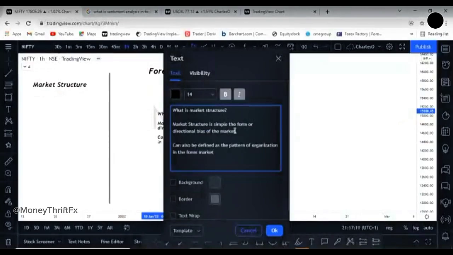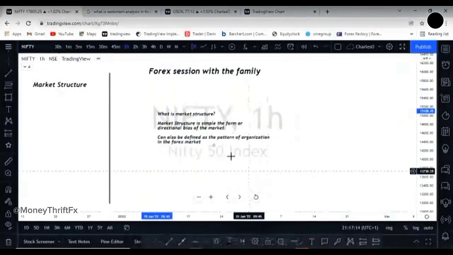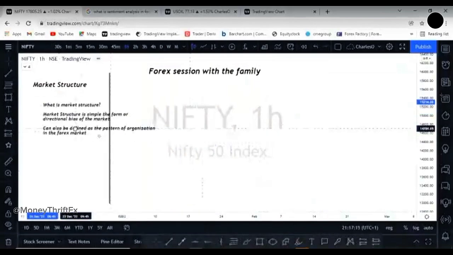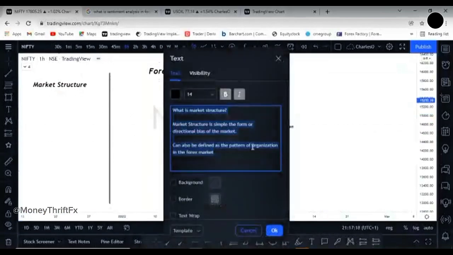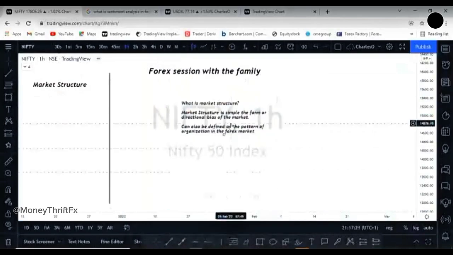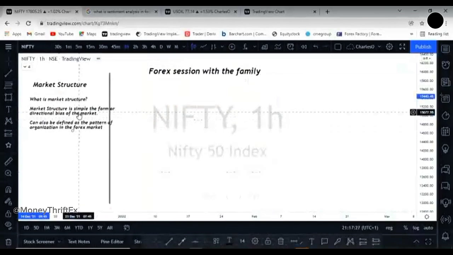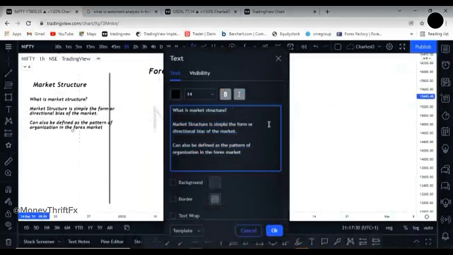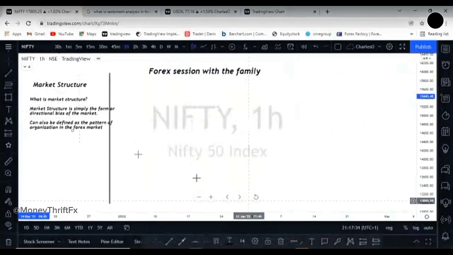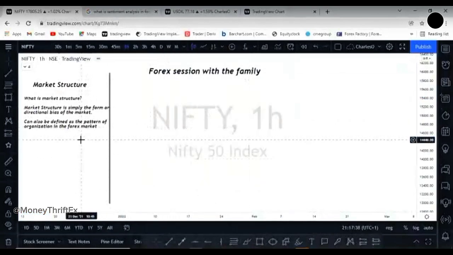So what is market structure aiming to solve for us in the forex market? It is simply the form of directional bias of the market. It can also be defined as the pattern of organization in the forex market, right?